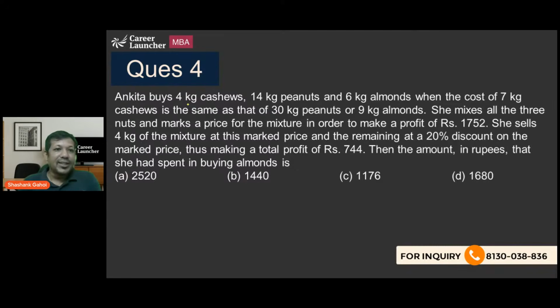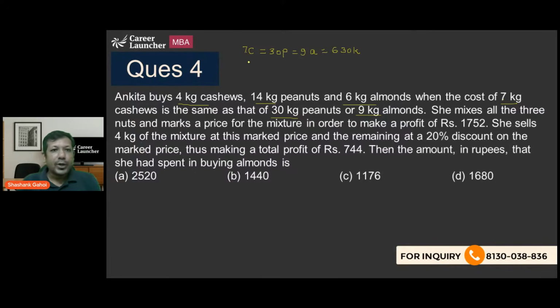Okay. So Ankita buys 4 kg of cashews, 14 kg of peanuts, and 6 kg of almonds. When the cost of 7 kg of cashews is the same as the price of 30 kg of peanuts or equal to 9 kg of almonds. So I am assuming the price of a cashew is C, so 7C is equal to 30 times P, and that is equal to 9 times almond, that is 9A. Now I am assuming a number that is a multiple of 7 as well as 30 as well as 9. So I am assuming that all these costs are equal to 630K.